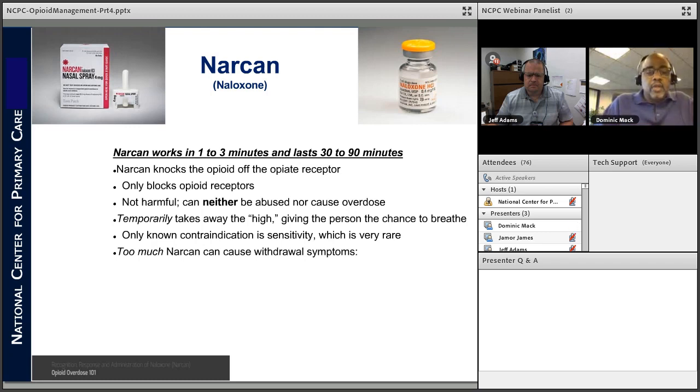It can't be abused. It doesn't cause an overdose. Now, it can cause withdrawal symptoms if high doses are taken, but this will not cause any mortality. It temporarily takes away the high, giving the person a chance to breathe, and it's only contraindicated if the patient is sensitive to Narcan. So I don't know.